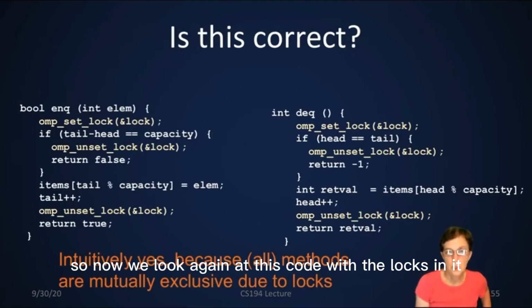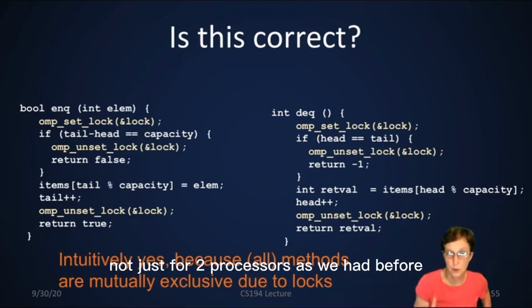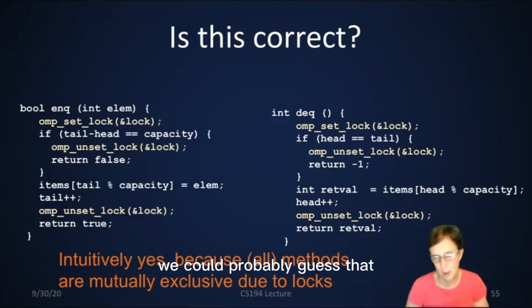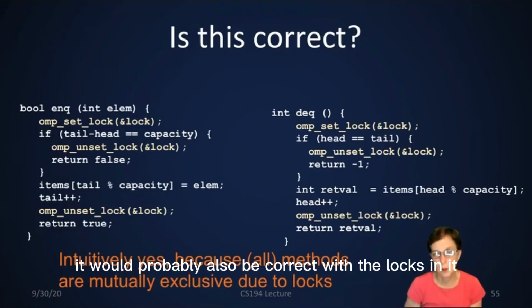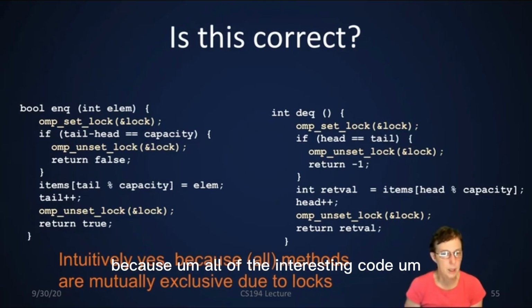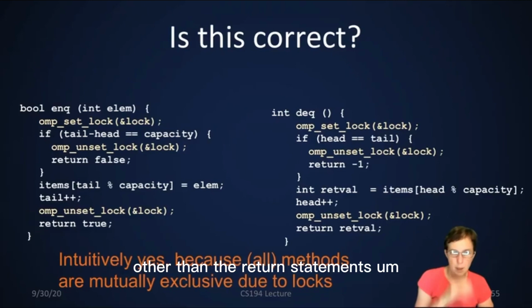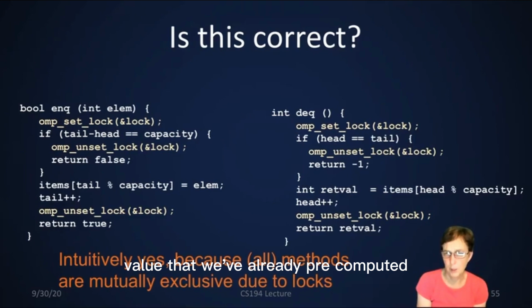So now we look again at this code with the locks in it. Is this correct for an arbitrary number of processors, not just for two processors as we had before? We could probably guess that because the other one was correct for two processors, one doing NQs and one doing DQs, it would probably also be correct with the locks in it. But as I said, this version with the locks is intuitively correct because all of the interesting code, other than the return statements, which are really returning constant values, false and true in the case of the NQ, and then -1 or a register value that we've already pre-computed in the case of the DQ, everything else is protected by a lock.